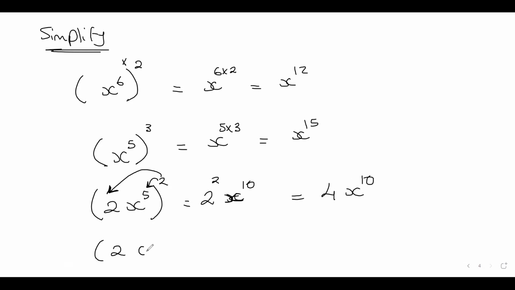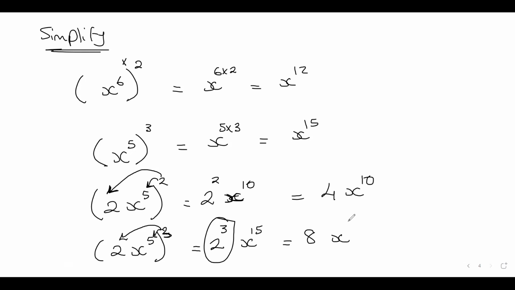If I have something like this, to the power of 2, to the power of 3, what do you think the answer is? I'll apply the 3 as a power on 2, and also it will be applied on x to the power of 5. So this is 2 to the power of 3, x to the power of 5 times 3, which is 15. On the calculator, type this one, 2 to the power of 3, you will get 8x to the power of 15. So I'm not multiplying 2 by 3, I'm applying 3 as a power on 2, and then I will drop it on the calculator and get an answer of 8.